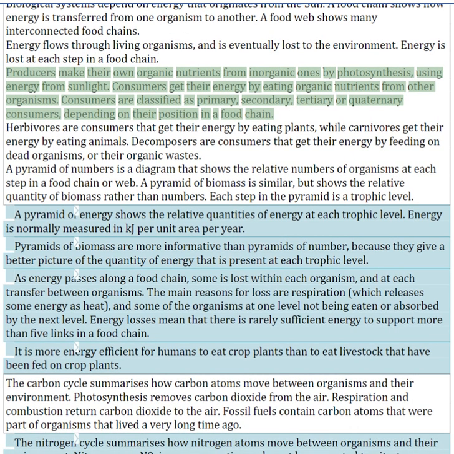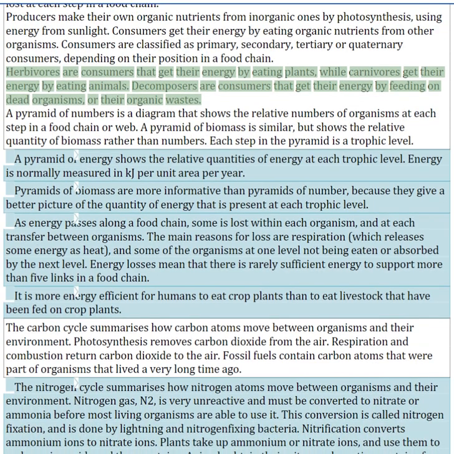Producers make their own organic nutrients from inorganic ones by photosynthesis using energy from sunlight. Consumers get their energy by eating organic nutrients from other organisms. Consumers are classified as primary, secondary, tertiary or quaternary consumers, depending on their position in a food chain. Herbivores are consumers that get their energy by eating plants, while carnivores get their energy by eating animals. Decomposers are consumers that get their energy by feeding on dead organisms or their organic wastes.